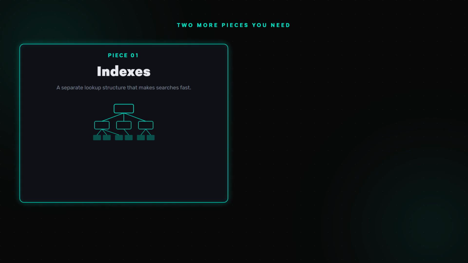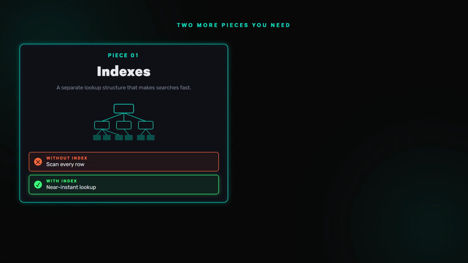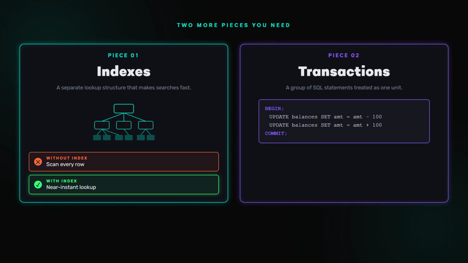Indexes. An index is a separate lookup structure that makes searches fast. Without one, finding a user by email means scanning every row. With one, it's near instant. Indexes cost storage and slow down writes a little, but for read heavy queries, they are non-negotiable.